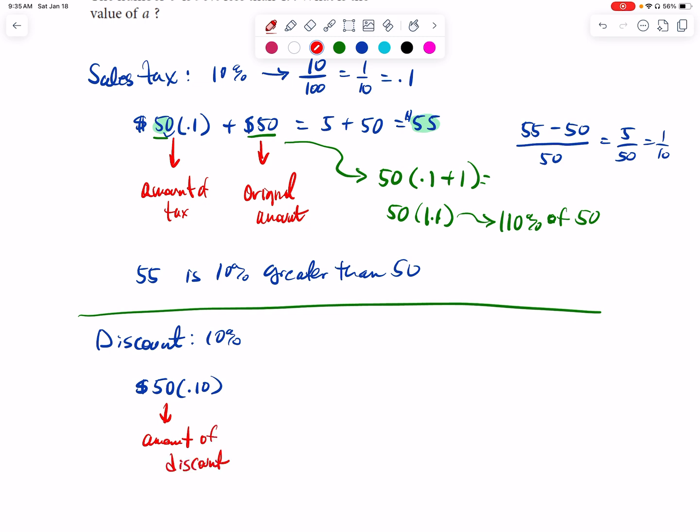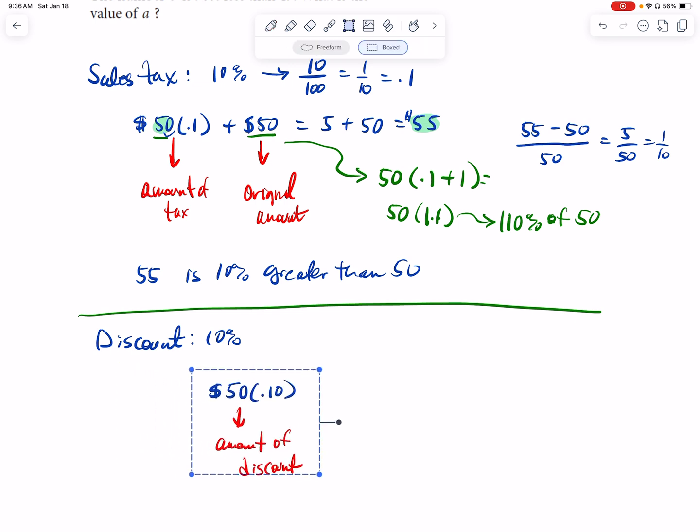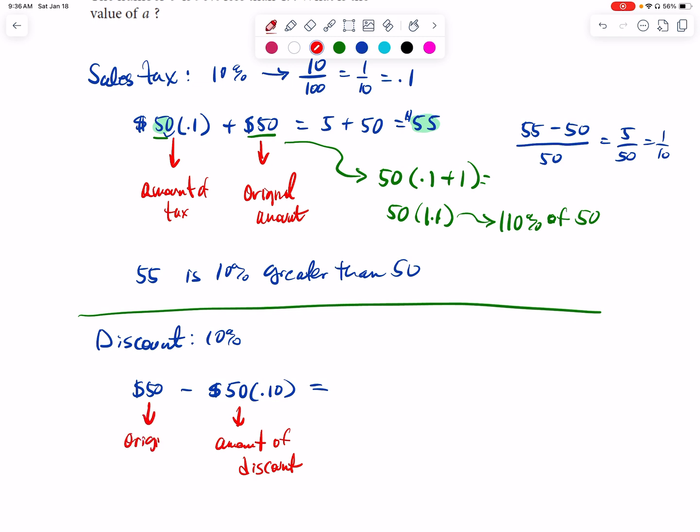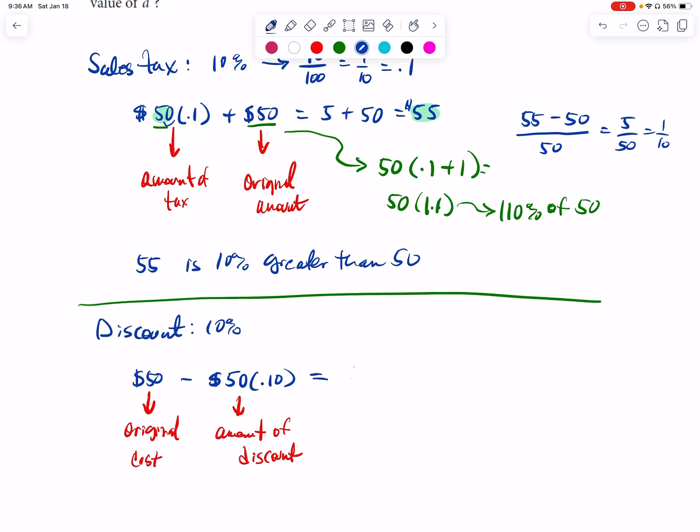But I still have to take that away from the original cost of the item. Let me move this over because I have to subtract this from the original cost, which was the $50. And again, this one is the original cost. Whenever I do my little computation, of course I've got 50 minus 10%, or 0.1 times 50, which is 5. And when I subtract, I have a cost of $45.